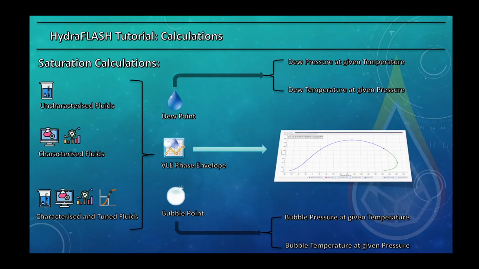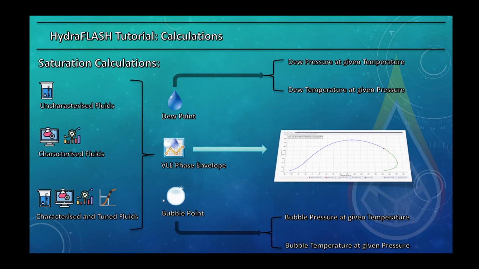performing these calculations. The dew point is basically the point where the first droplet of liquid forms in a gas by either increasing the pressure of a system at constant temperature or decreasing the temperature of the system at constant pressure. And sometimes in a retrograde behavior, that's the opposite. So in HydraFLASH, you can input the pressure of a gas and it gives you the dew temperature, or you can input the temperature of the gas and it predicts the dew pressure of the system.